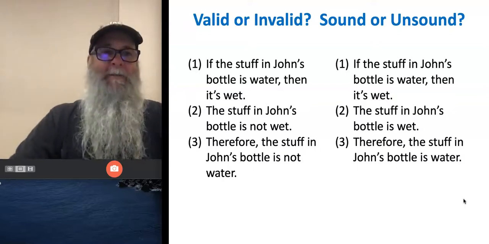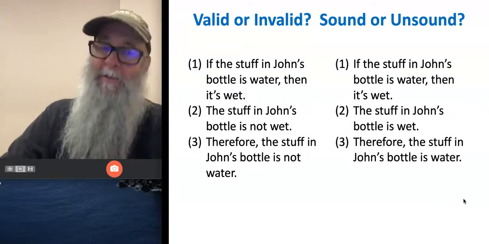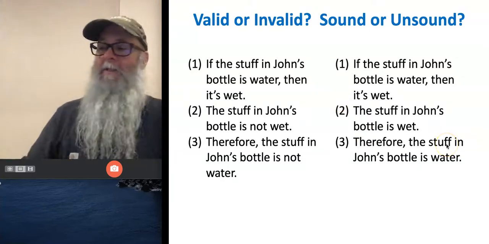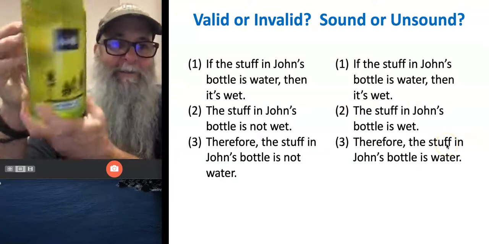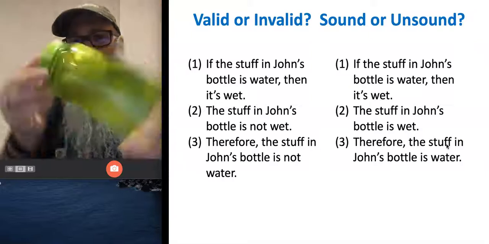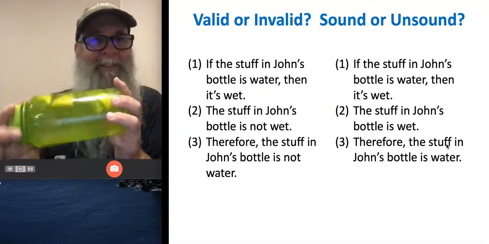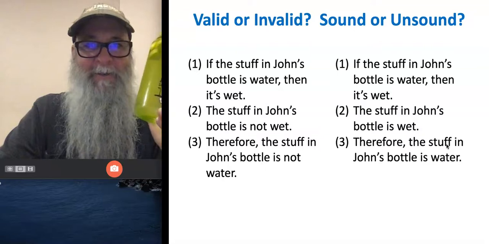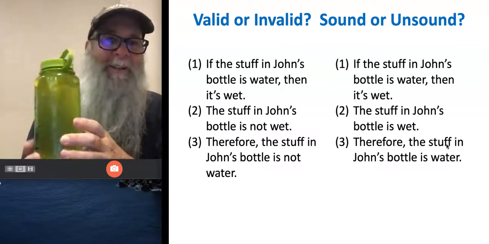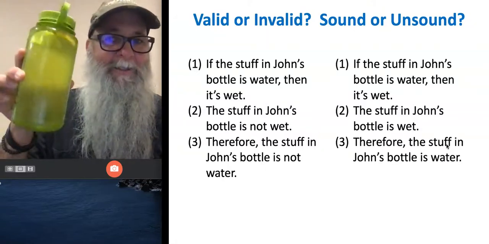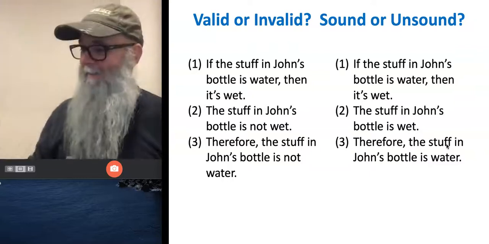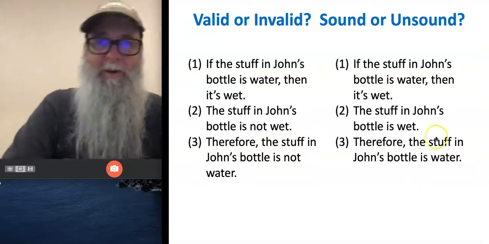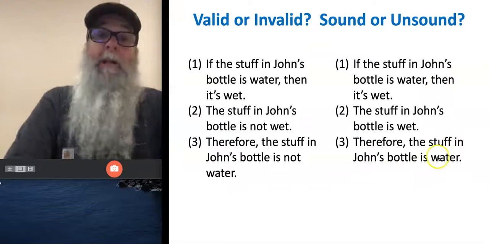If the stuff in John's bottle is water, then it's wet. The absolutely true premise, just like it was true in this first argument. The stuff in John's bottle is wet. But that doesn't necessarily mean the stuff in John's bottle is water. Maybe I've got vodka in here and it just looks like water. All right? By the way, a public service announcement, don't drink and do logic. It makes it way harder. So that is, in fact, water. So that's actually an interesting case.